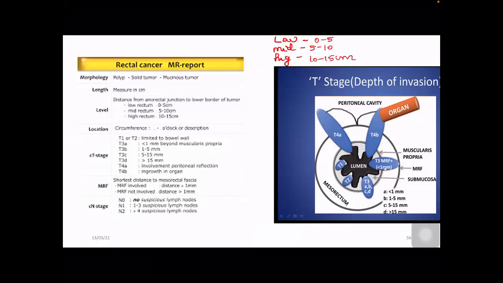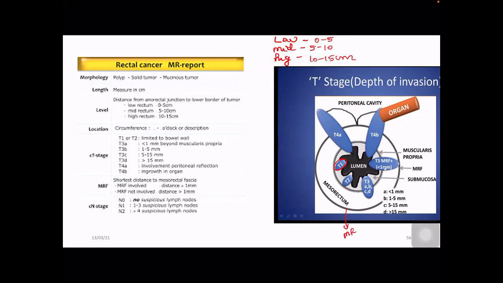The most important is the T stage, which is given by the MRI imaging. As I said before, in the AJCC 8th edition, T1 means the tumor is confined to the submucosa. See this picture. T2: this gray line is the muscularis. The tumor goes into the muscularis propria but doesn't penetrate it. T3 is a tumor which penetrates the muscularis propria and goes into the mesorectum. And this black line is the MRF.